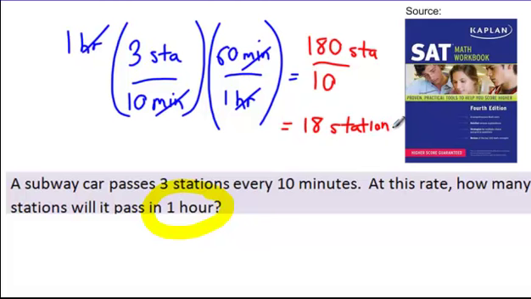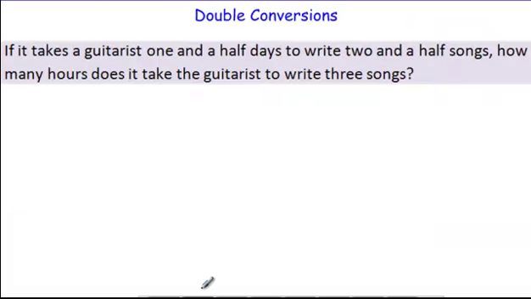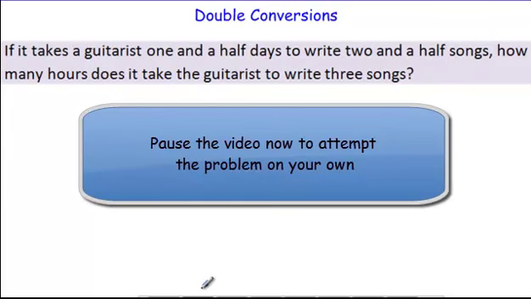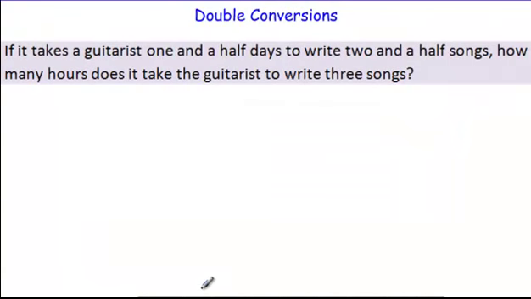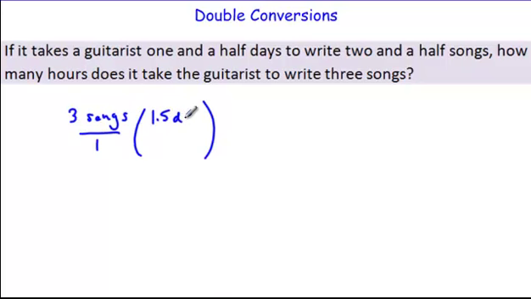Here's another problem that involves more than one unit conversion. If it takes a guitarist 1.5 days to write 2.5 songs, how many hours does it take the guitarist to write 3 songs? Here, the starting value is 3 songs, and any number is really itself over 1. The conversion ratio is 1.5 days over 2.5 songs, purposely arranged with songs on the bottom so that they'll cancel.